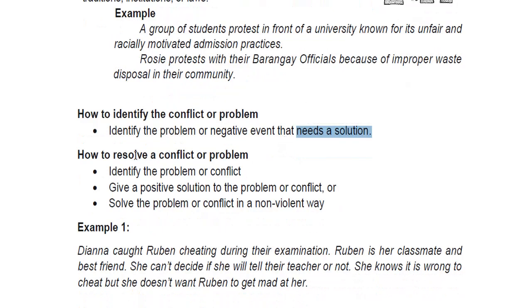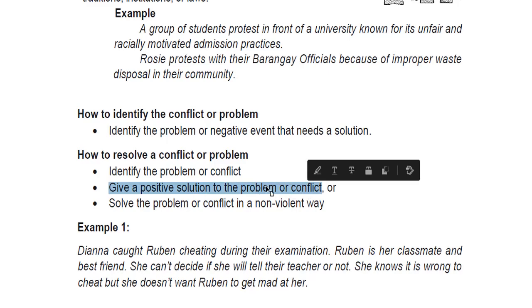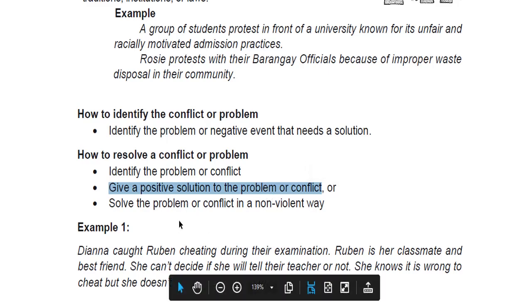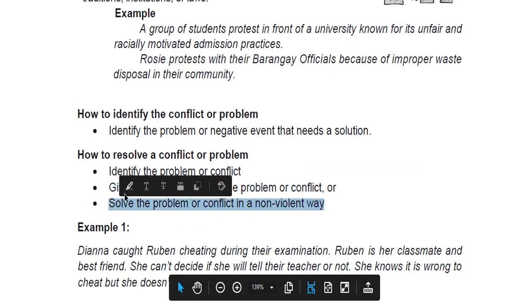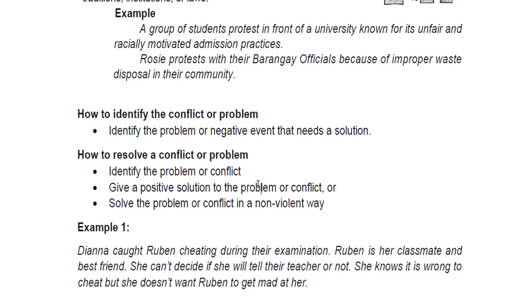So how to resolve a conflict or problem? First, identify the problem or conflict, of course. So we need to identify what the problem is. Next, give a positive solution to the problem or conflict. So remember, we need to solve the problem or conflict in a non-violent way. So in a positive way. And last one, solve the problem or conflict in a non-violent way. So the same with number 2. So you need to think of the positive solution for you to solve the conflict in a non-violent way.